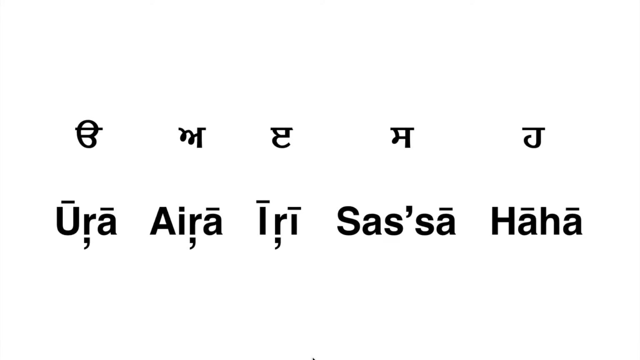Now, let's begin with the first line of the Gurmukhi alphabet. We have Uda, Ada, Edi, Sasa and Haha. That's Uda, Ada, Edi, Sasa and Haha.